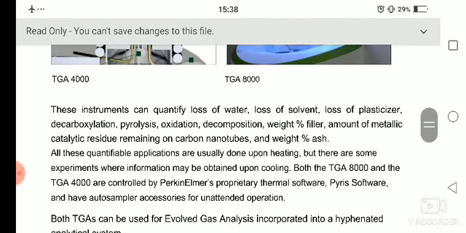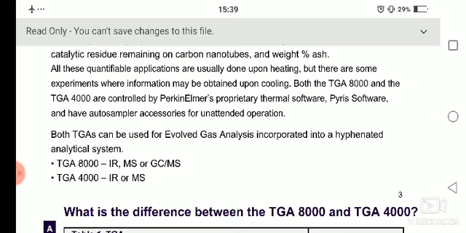These instruments can quantify loss of water, loss of solvent, loss of plasticizers, decarboxylation, pyrolysis, oxidation, decomposition, weight percentage, amount of metallic catalytic residue remaining on carbon nanotubes, and weight percentage of ash. Both TGAs can be used for evolved gas analysis incorporated into a hyphenated analytical system.